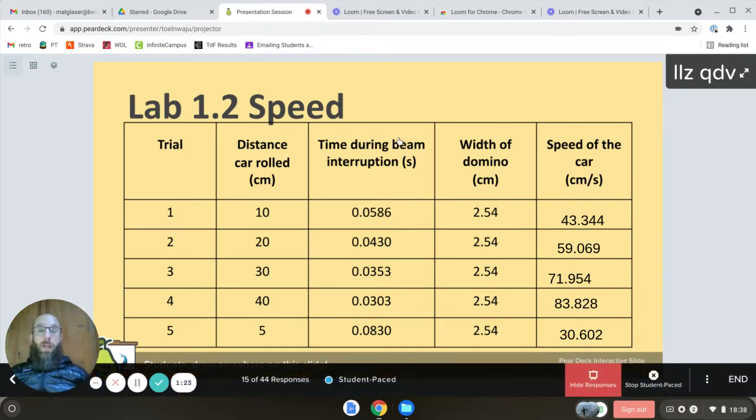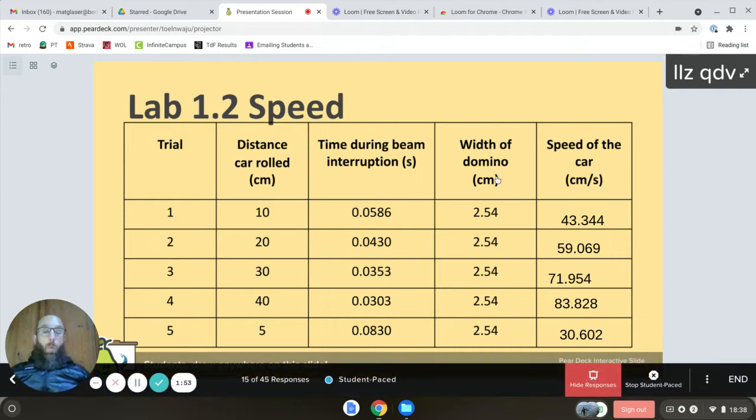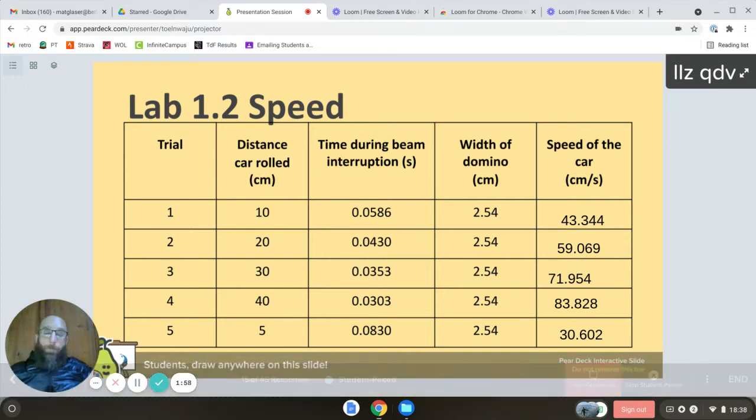And then this column right here is the time during the beam interruption. What you need to know is that the photo gates being used to measure the time are like an infrared light. If the infrared light is shining and then the car rolls through and breaks it, that's what's being timed: how long that light is broken as the car rolls through. So that's the time during beam interruption, measured in seconds. And then the width of the domino right here does not change. The domino is 1 inch wide, 2.54 centimeters. So this width does not change.